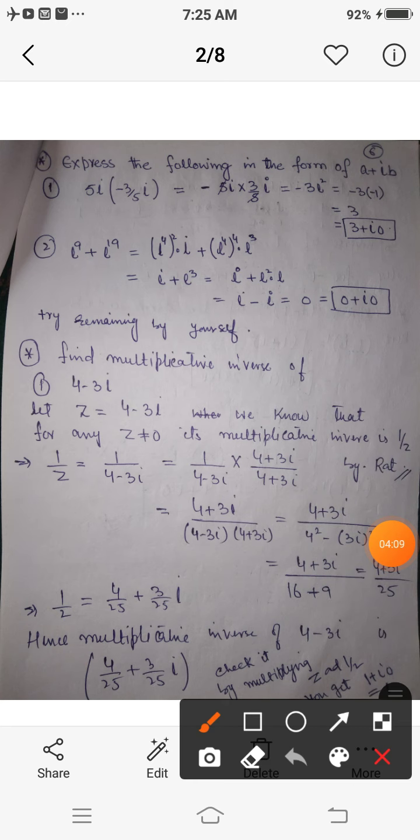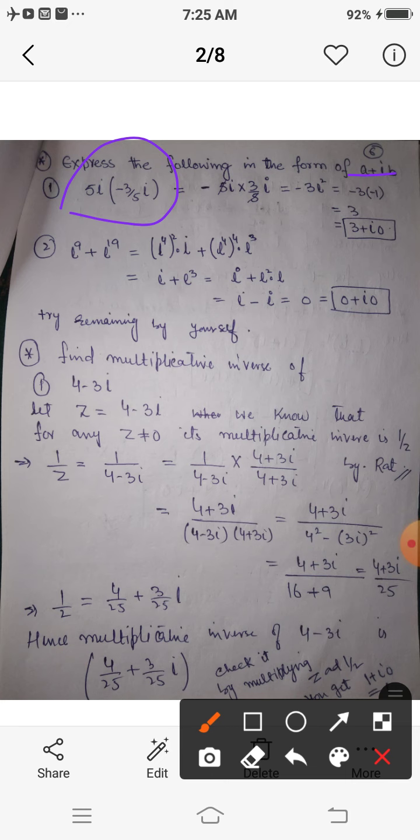Now the first exercise of this unit: express the following in the form of a plus iota b. That is, we have been given complex numbers, and we have to write these complex numbers in the standard form, that is in the form a plus iota b.